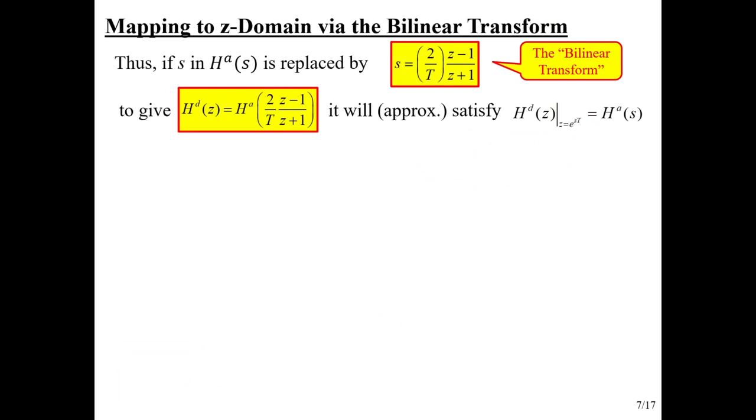So let's see this. So here I'm calling attention that this is a mapping to the Z domain via the bilinear transform. It's not like a Z transform or anything like that. So I don't really like the name transform. But here's the idea. If we replace S in this by all of this machinery, we'll get a discrete time filter, and it will approximately behave the way that we have set out to say we want it to behave.